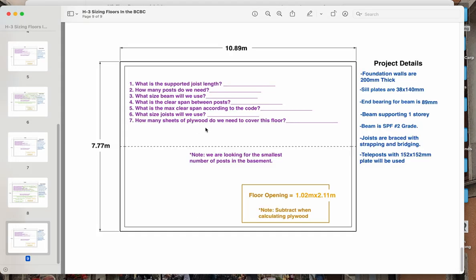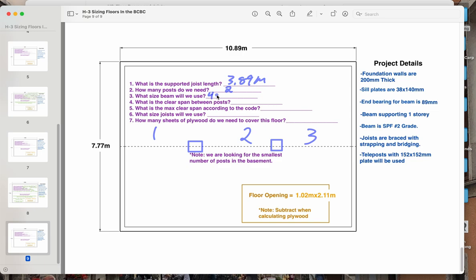Go here. So that means we're going to have 1 post, we're going to have 2 posts, we're going to have 1, 2, 3 spans or 3 spaces. So our supported joist length was 3.89. How many posts do we need? We need 2 posts. 1, 2.